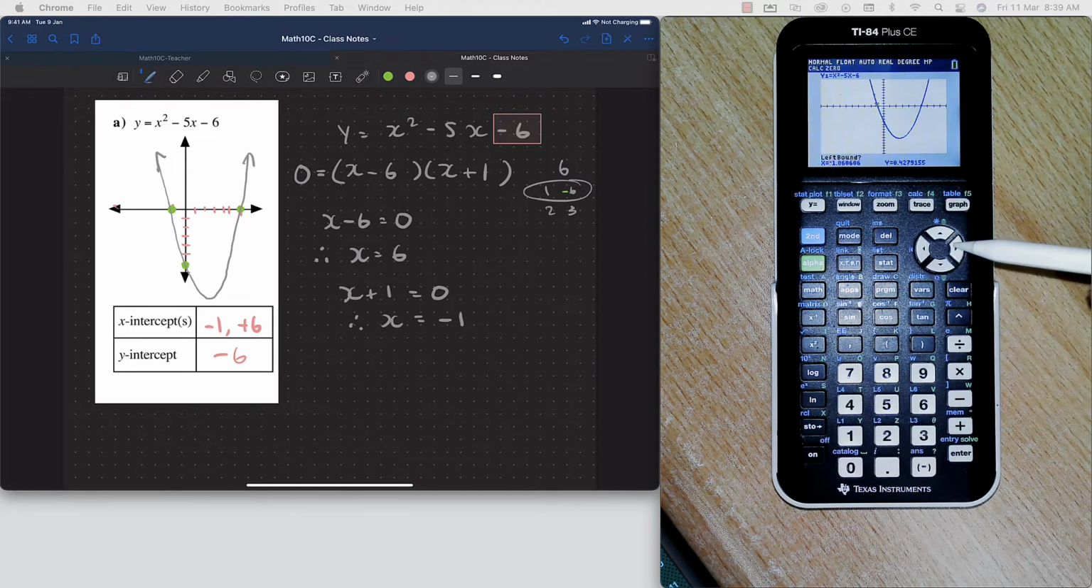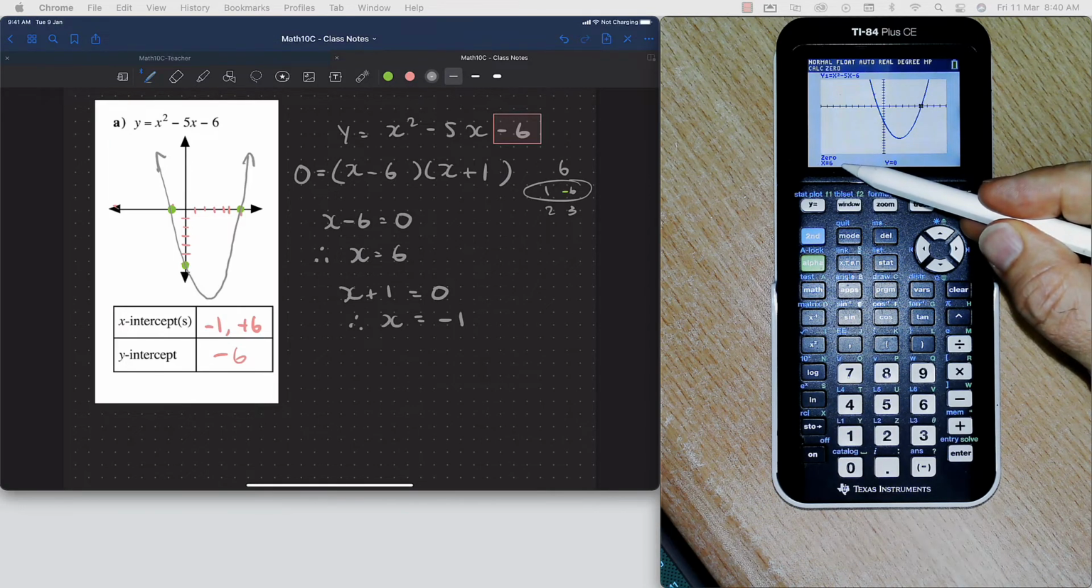And if I do that again, I go to the other side this time, and it says go a little bit left. So I'll go a little bit left right there, and a little bit right there, and hit enter, and it gives me the other one, 0 and a positive 6.